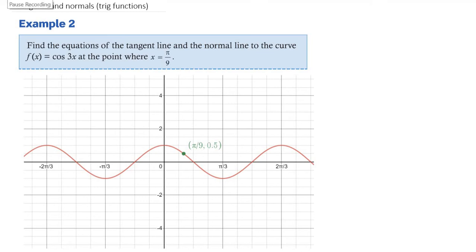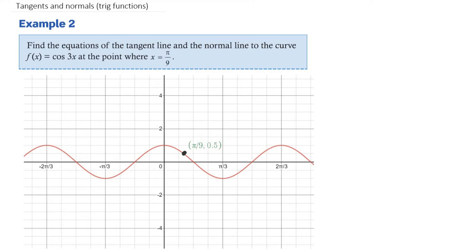You need to be able to find the equation of both tangent lines and normal lines to the curve given by a trigonometric function. So just to remind you of what that means, this is the curve that we're actually going to be working with, cos of 3x, and this is the point at which we want that tangent line to occur, when x is pi over 9.